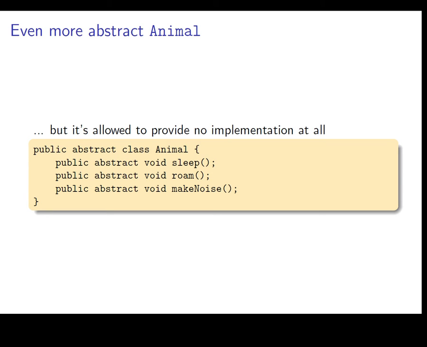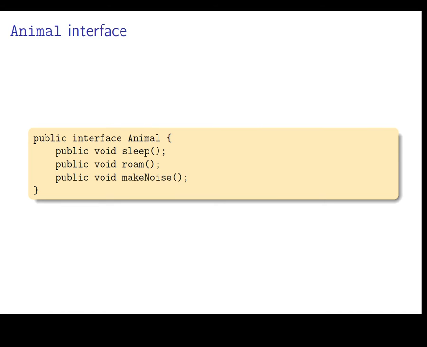So instead we can write pretty much essentially the same thing like this using an interface in Java. We'll get rid of all those abstract keywords because interfaces are inherently abstract, you don't need to say so. And we can define a public interface Animal with three public methods, sleep, roam and makeNoise, and none of them are provided with any implementations.